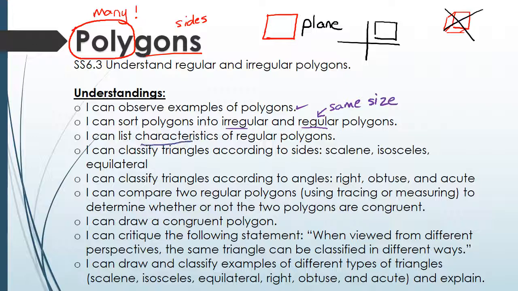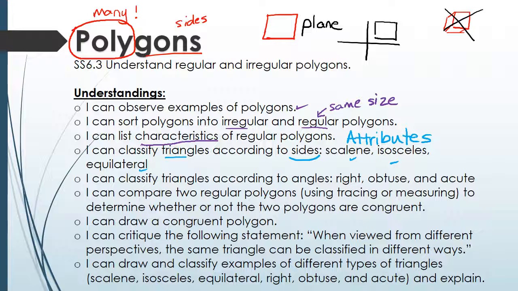Listing characteristics of regular polygons, and I think one of the words that you'll see in your textbook quite a bit is attributes. If you're going to describe the polygons by their attributes, some of the attributes are what kind of sides they have. For example, triangles: there are three different kinds of triangles according to their sides: scalene, isosceles, and equilateral, and I've got some pictures coming up of those.